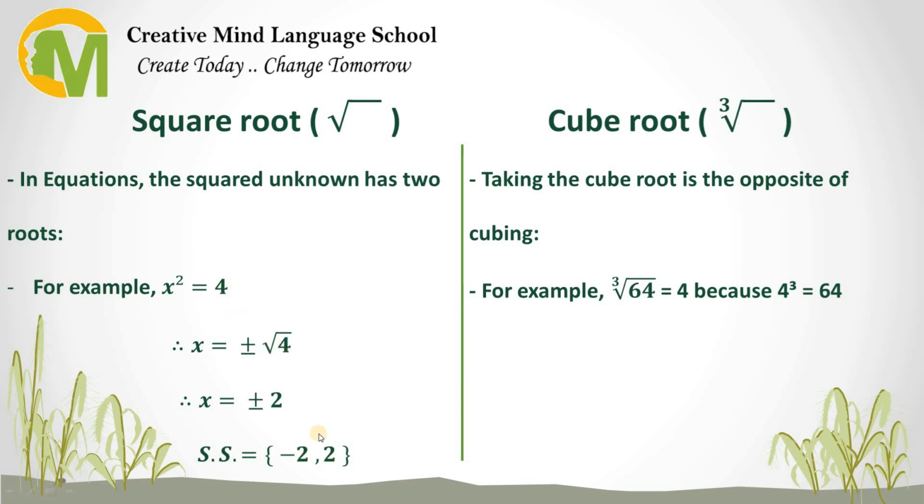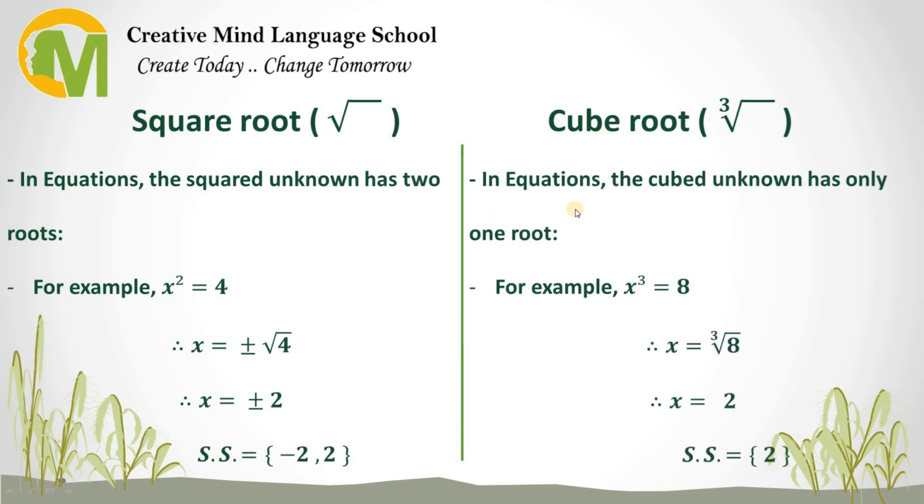Let me clarify this point. If we put negative 2 to the power 2, or to the second power, it will give us positive 4. And also positive 2, if we square it, will give us positive 4. So for every squared unknown, we will have two roots, the positive and the negative root of the same number.